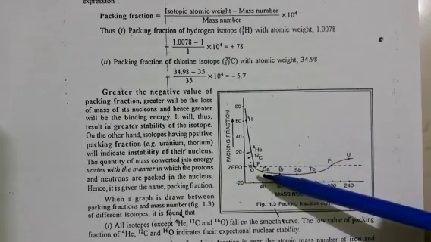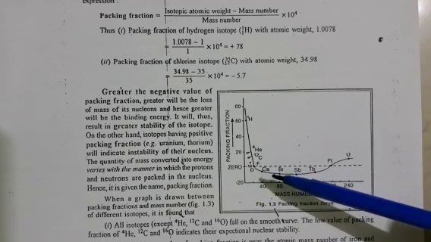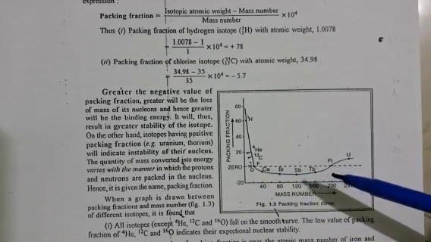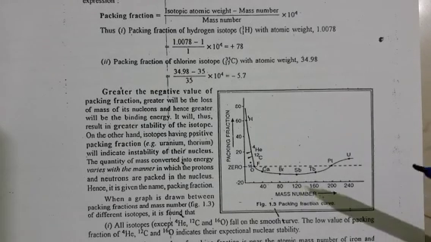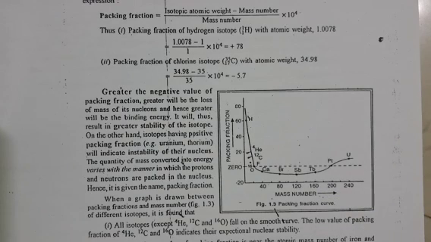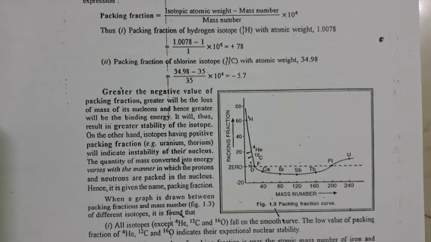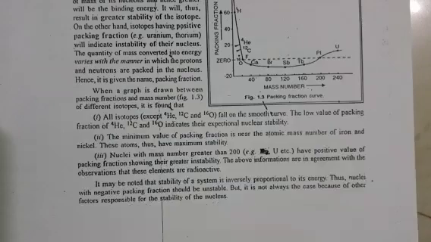The minimum value of packing fraction is near the mass number of iron. That indicates that the minimum value of packing fraction is near the atomic mass of iron and nickel. So these two atoms have the maximum stability.